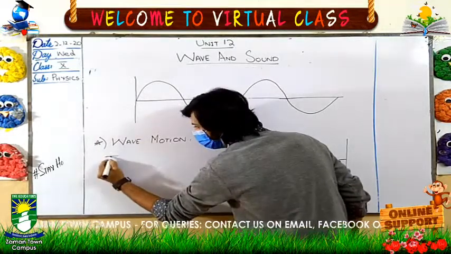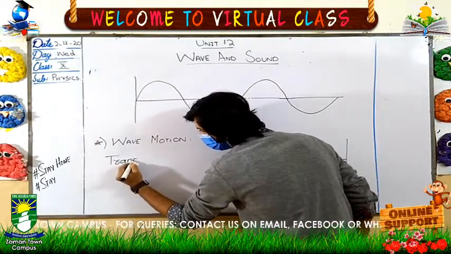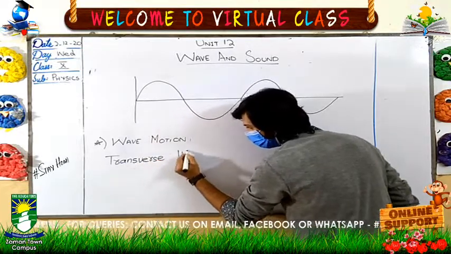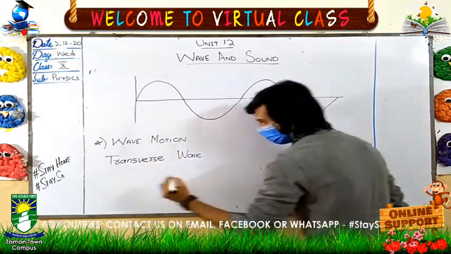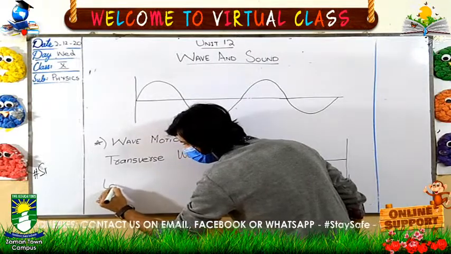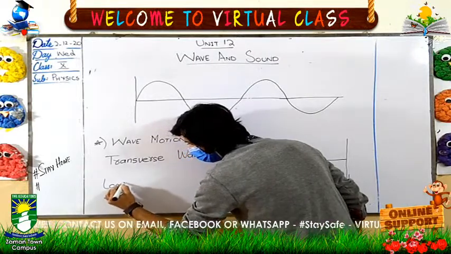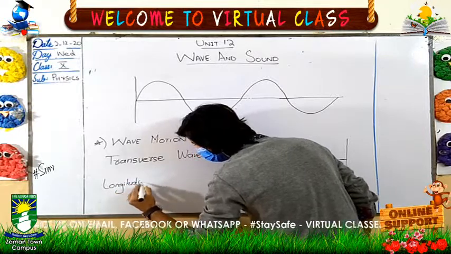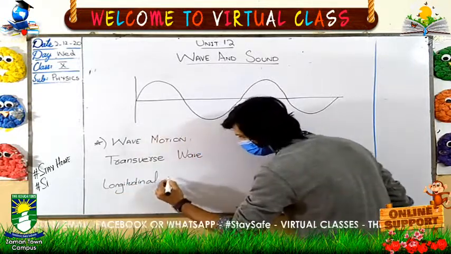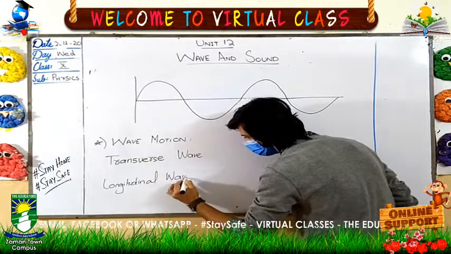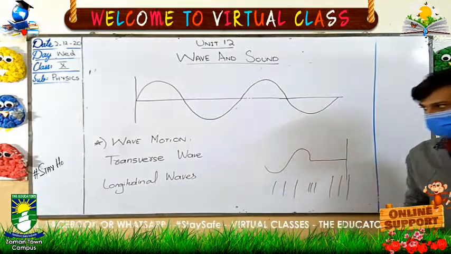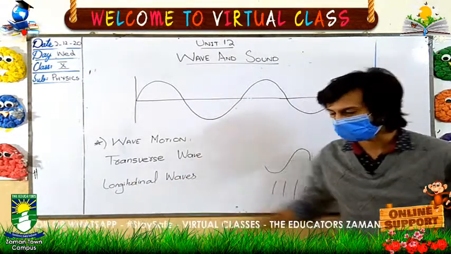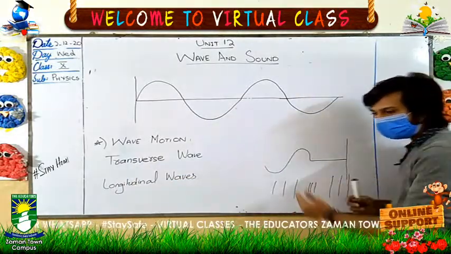First one is the transverse wave, and the second one is the longitudinal wave. Transverse wave and longitudinal wave. So what is the difference between these two waves?